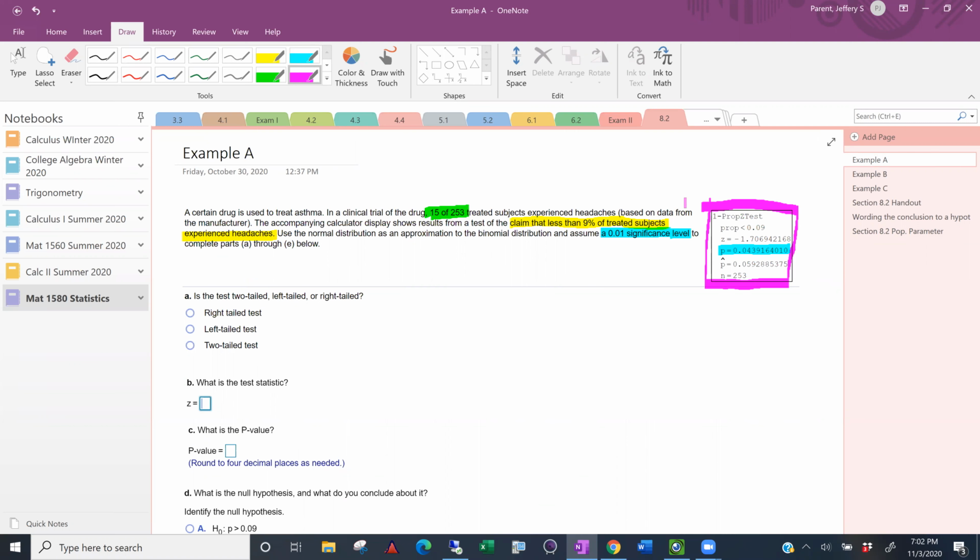Step 4 says to determine our p-value. Okay, what's the p-value here? We've got to be careful. I'll give you a hint. It's highlighted. The p-value, good, 0.044, we'll call it.